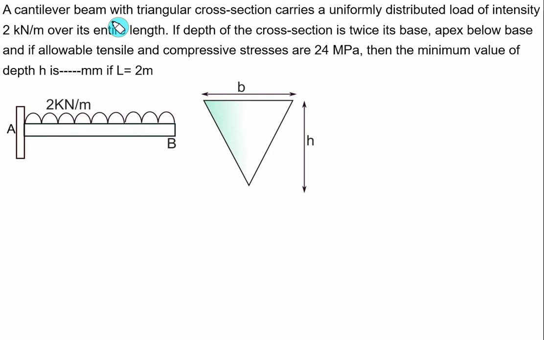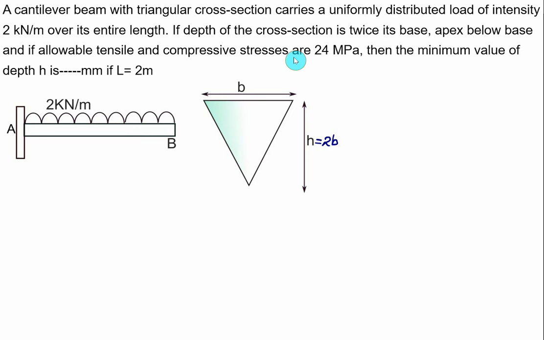A cantilever beam with a triangular cross section. This time, all these problems will take either a triangular section or a circular section. A cantilever beam with a triangular cross section carries a uniformly distributed load of intensity w equal to 2 kilonewton per meter over the entire length. The depth of the cross section is twice the base. So the base is B, then the depth is H, and this value of H is equal to 2 times the base. The apex is below the base.